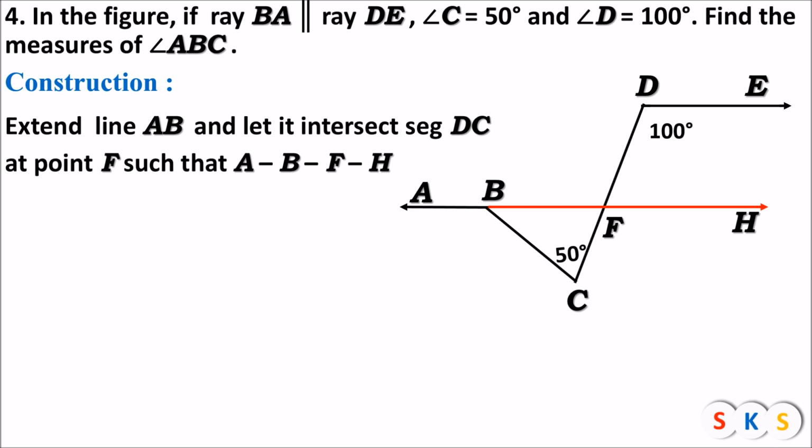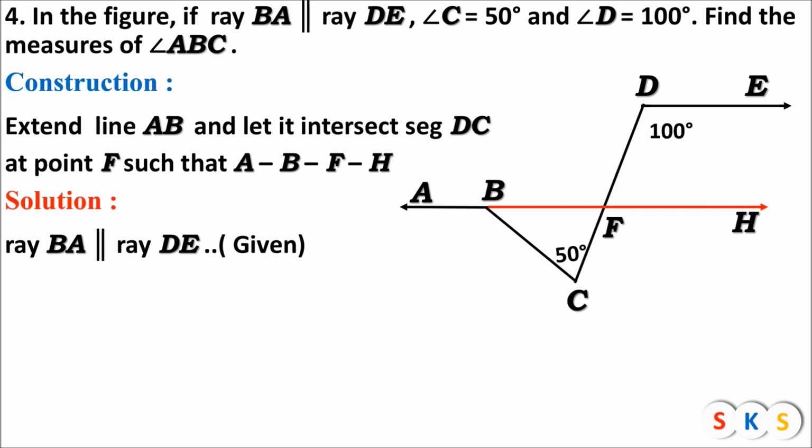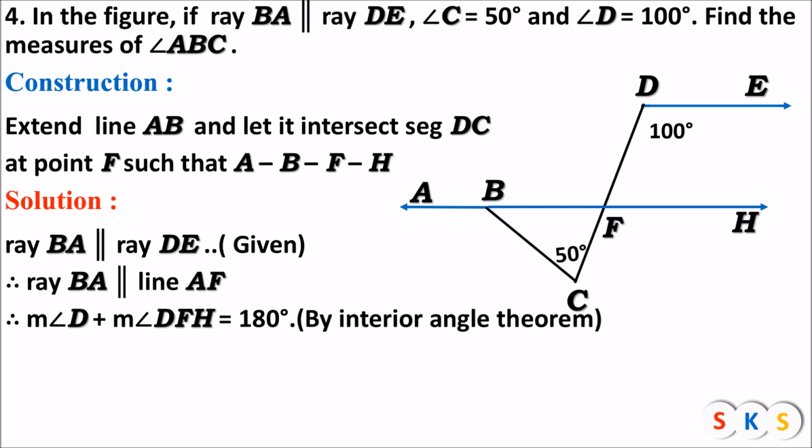Now look at this figure. Here ray DE is parallel to ray BA. You can see in this figure ray DE and ray BA are parallel. Therefore ray DE is parallel to ray AF, or line AF, because they are the same line. Therefore angle D plus angle DFH equals 180 degrees.